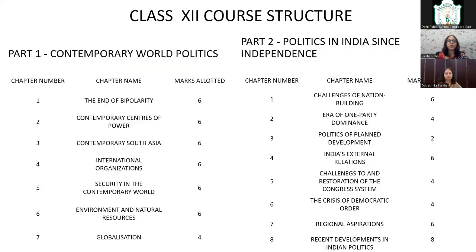Part 2, which is book number 2, Politics in India Since Independence. It has 8 chapters, and the marks distribution is as follows. As you can see on the screen, the first chapter carries 6 marks, the second chapter carries 4 marks, third chapter has 2 marks, fourth 6 marks, fifth chapter 4 marks, sixth chapter again has 4 marks, seventh chapter carries 6 marks, and eighth chapter carries 8 marks.